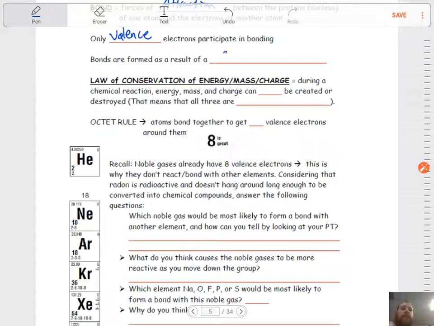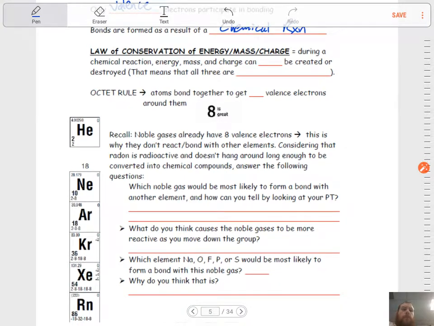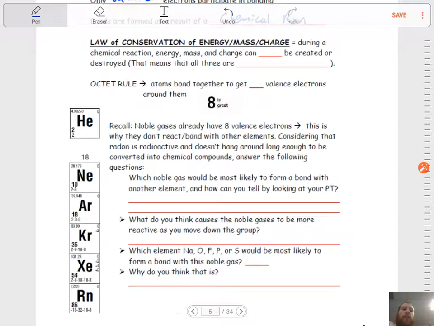Bonds are formed as a result of a chemical reaction. So when you think about a reaction, that's what's happening. RxN, remember, is just how I abbreviate reaction. One thing you've got to keep track of, again, is the law of conservation of energy, mass, and charge, all kind of lumped together in the same thing. During a chemical reaction, energy, mass, and charge cannot be created or destroyed. That means all three are going to be conserved.